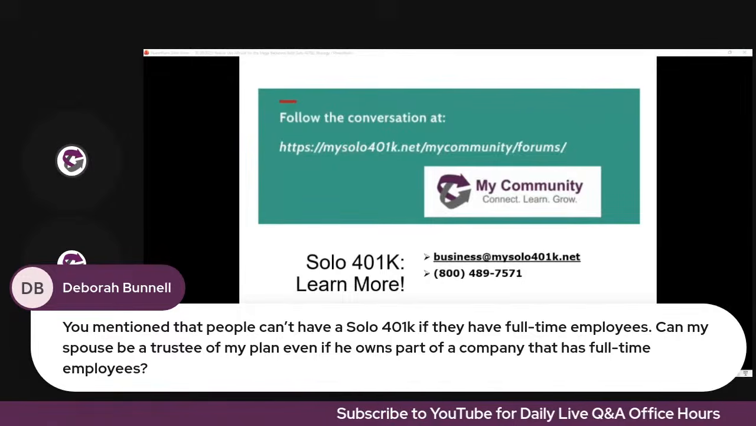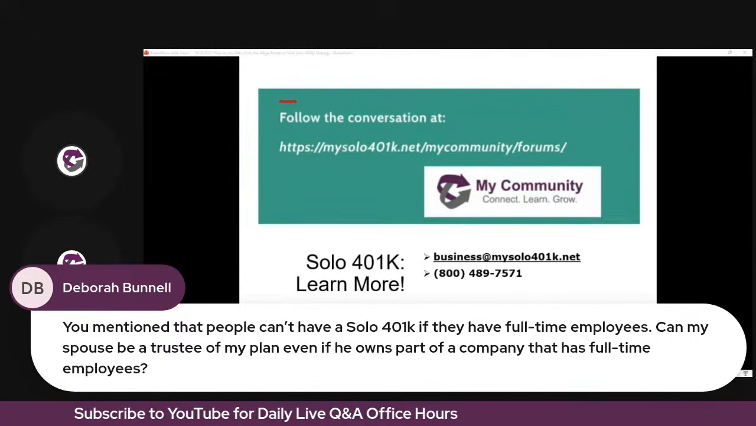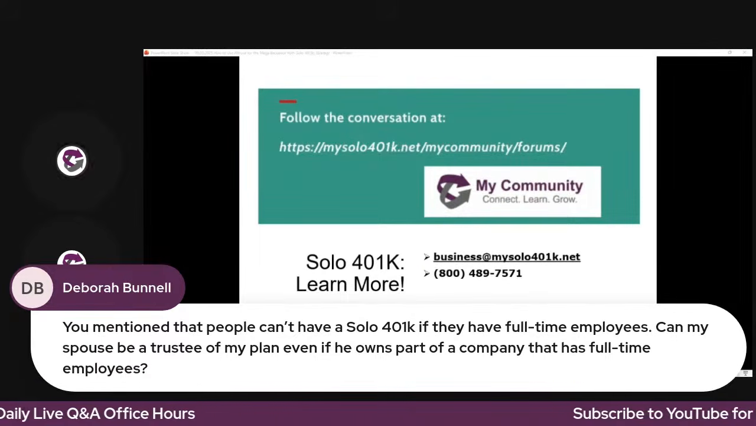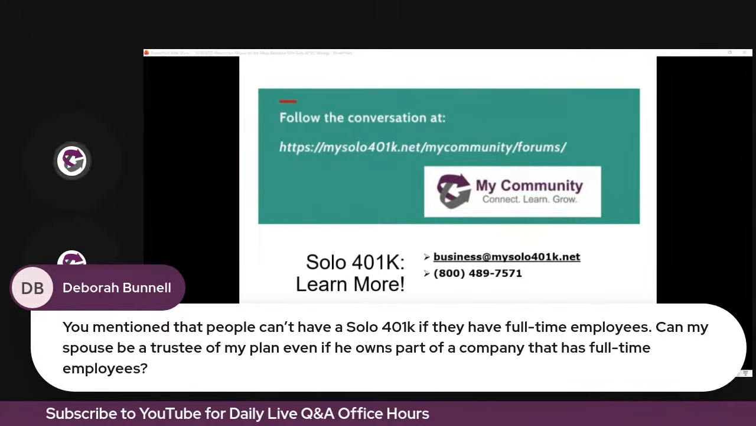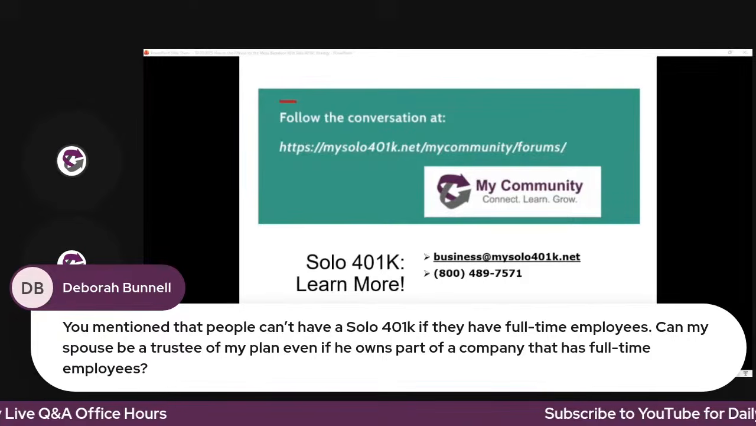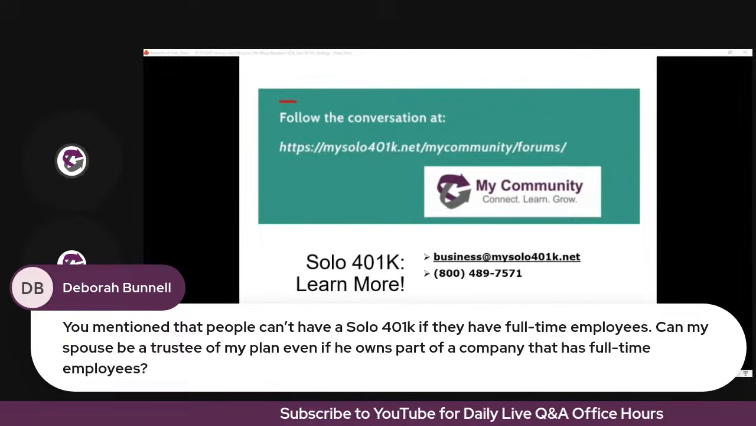Now, as far as the issue with employees, that brings up an important compliance point. The fact whether or not the spouse is a trustee of the plan is not relevant to that compliance point. So essentially, there are two businesses, I gather. One business owned by one spouse that doesn't have any employees, and then another business that is at least in part owned by the other spouse that does have full-time employees.